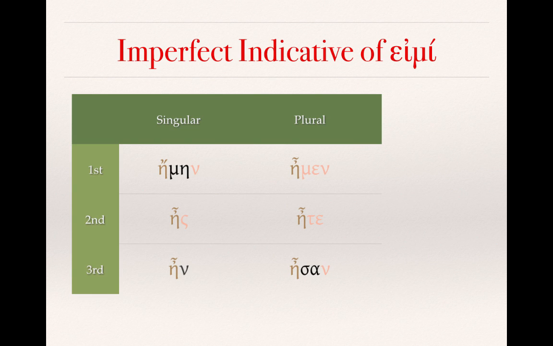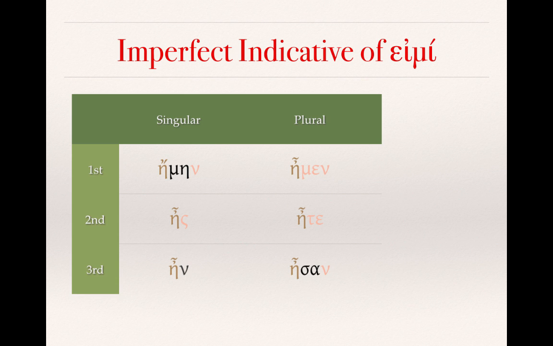All right, the final chart or slide that I want to show you today in this lecture is for the imperfect indicative of eimi. Remember, eimi is the verb of being. Eimi means I am. And so the imperfect form is simply the progressive action in the past of I was. So ēmēn means I was. ēs means you were. ēn means he, she, or it was. ēmen means we were. ēte means you all were. And ēsan means they were.